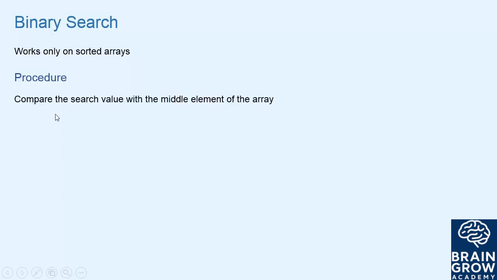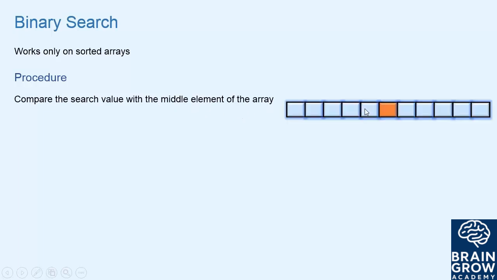We start by comparing the search value with the middle element of the array. If the search value is equal to the middle element, we are done. The search is successful and the position of the middle element is returned. Now, if the search value is not equal to the middle element, we'll use the sorted nature of the array to reduce our possible search space to half.